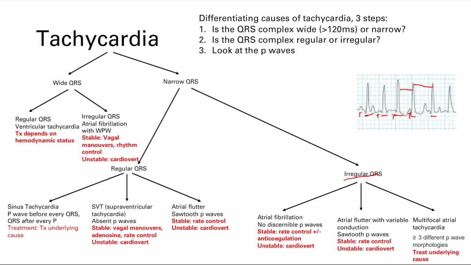Remember just the general approach. Look if it's wide or narrow QRS. If it's wide, it's either a ventricular etiology or it's that reentrant pathway with like the Wolff-Parkinson-White. If it is narrow, you know it's from the atria, so you want to know if it's a regular rhythm or irregular. And that's going to help you a lot. And then once you've determined that, the last thing to look at is the P waves. Remember, this is all atrial etiologies.